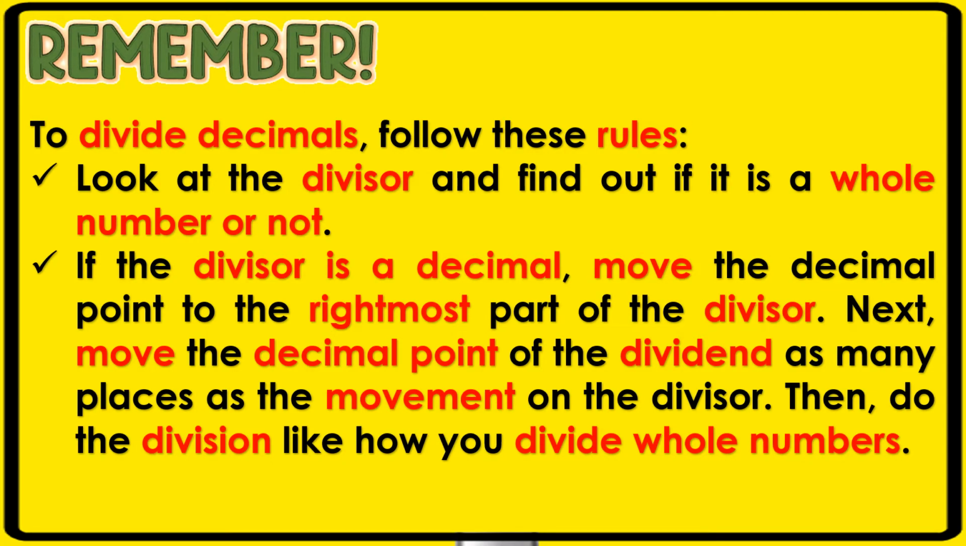Remember, to divide decimals, follow these rules. Look at the divisor and find out if it is a whole number or not. If the divisor is a decimal, move the decimal point to the rightmost part of the divisor. Next, move the decimal point of the dividend as many places as the movement on the divisor. Then, do the division like how you divide whole numbers.